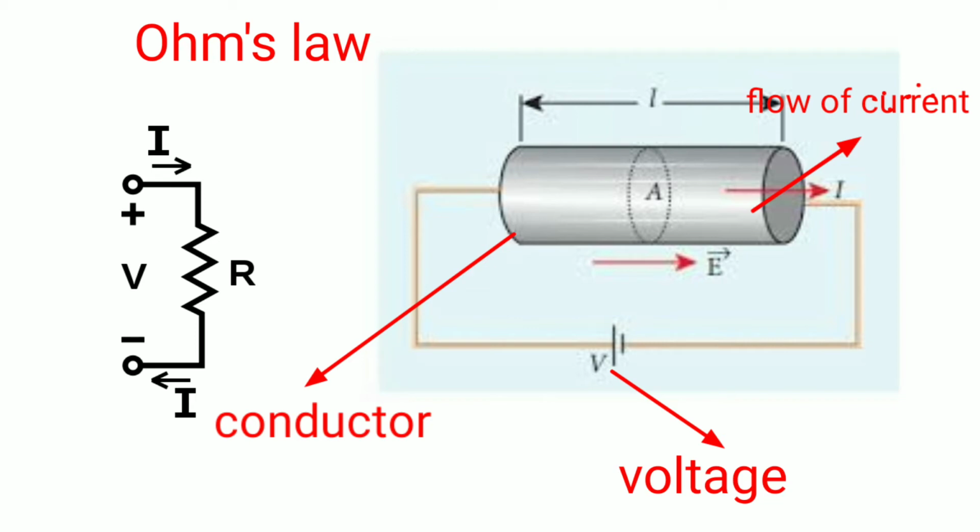Here, current tends to move through the conductors with some degree of friction or opposition to motion. This opposition to motion is more properly called resistance.